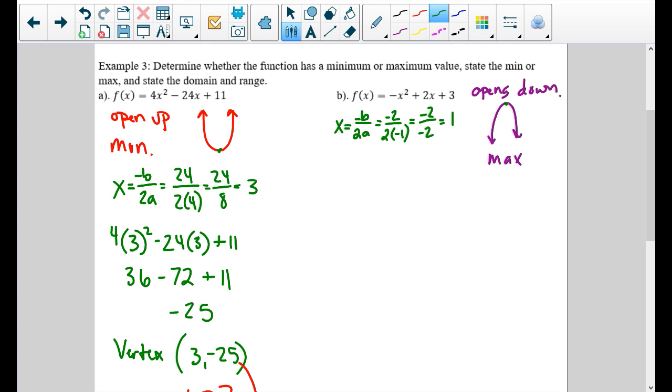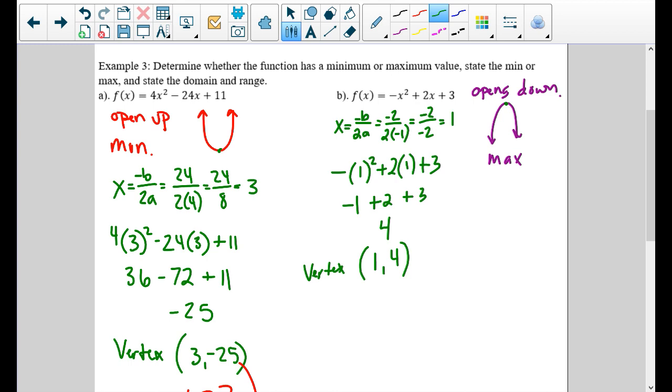So what do I do with that 1? Plug it in. Be careful. Only the 1 gets squared. Don't square that negative in front. So 1 squared is 1, becomes negative. 2 times 1 is 2, plus 3. So negative 1 plus 2 is 1, plus 3 is 4. So my vertex is 1, 4.